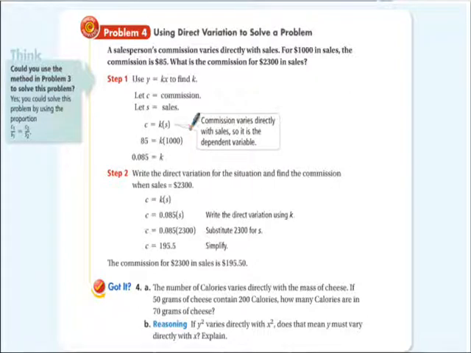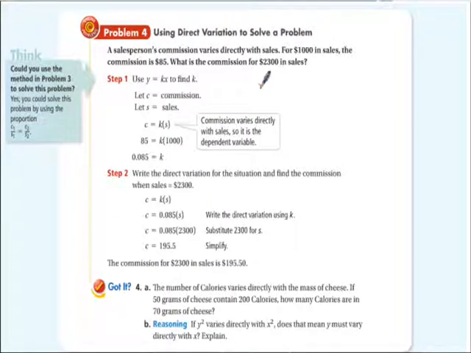So using direct variation to solve a problem. Again, what I said at the beginning, a lot of these are real-world situations, so the word problems are pretty common here. So we have a salesperson's commission varies directly with sales. Shocking. For $1,000 in sales, the commission is 85. What is the commission for 2,300 in sales? Well, that's really easy. What we do is we find what's the constant of variation.